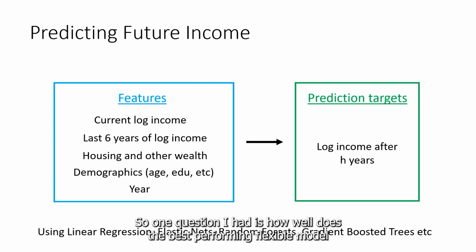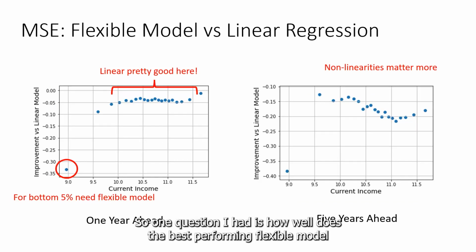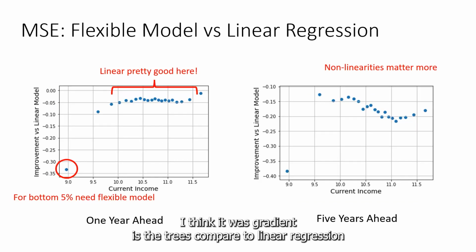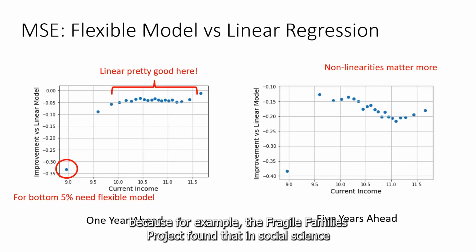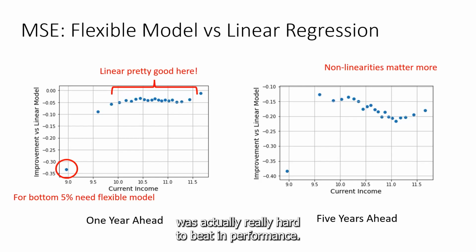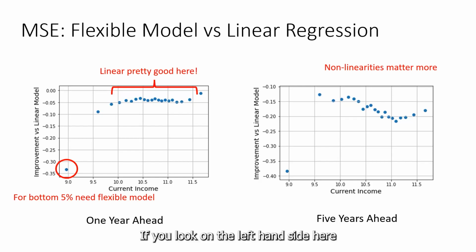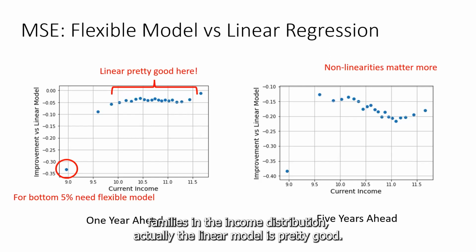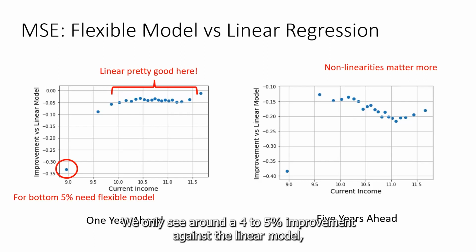So one question I had is, how well does the best performing flexible model, I think it was gradient boosted trees, compare to linear regression? Because, for example, the Fragile Families project found that in social science prediction tasks, low dimensional linear regression was actually really hard to beat in performance. If you look on the left-hand side here, for prediction 1 year ahead for upper middle class families in the income distribution, actually the linear model is pretty good. We only see around a 4 to 5% MSE improvement against the linear model.